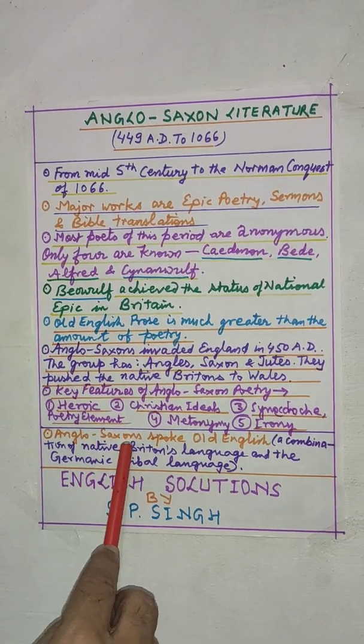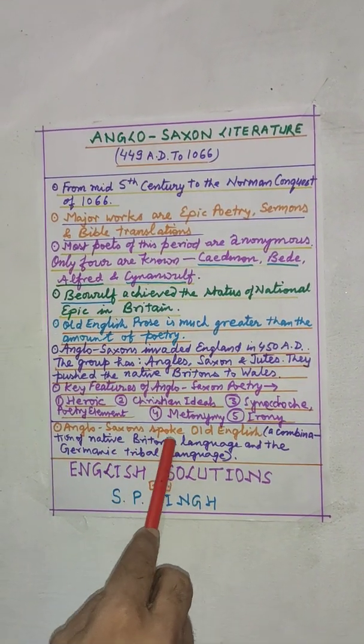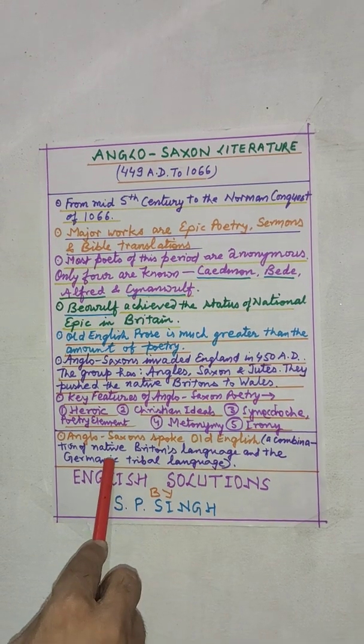And the Anglo-Saxons spoke Old English, and Old English was a combination of the native Britons' language and the Germanic tribal language. So this was a very short introduction about Anglo-Saxon literature, and I would suggest that whenever you are preparing for any exam, please try to consult valid sources, the authentic authors who have written valid documents with proper evidence. Other sources may not be reliable, and it is very difficult to check the thoughts and the evidences of the Old English period.